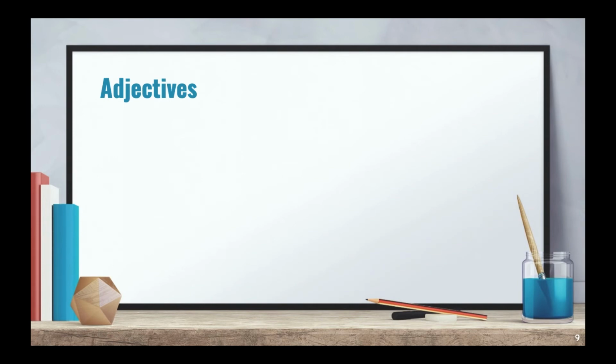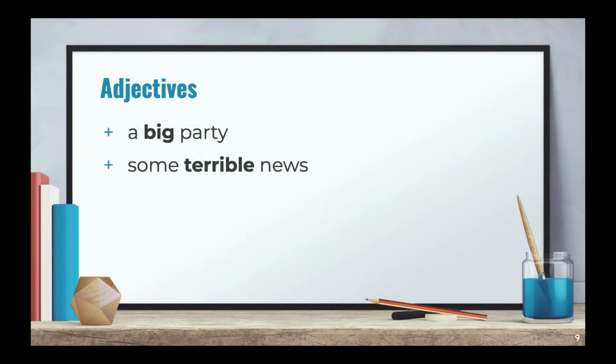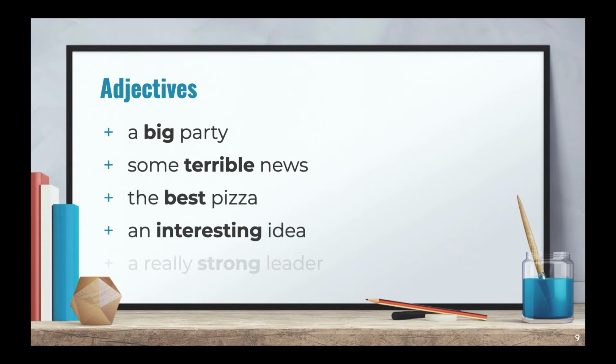The fourth part of speech we're going to look at are adjectives. Adjectives are words that describe or modify nouns. They generally, but not always, come before nouns. Let's take a look at a few examples. Big, terrible, best, interesting, strong.